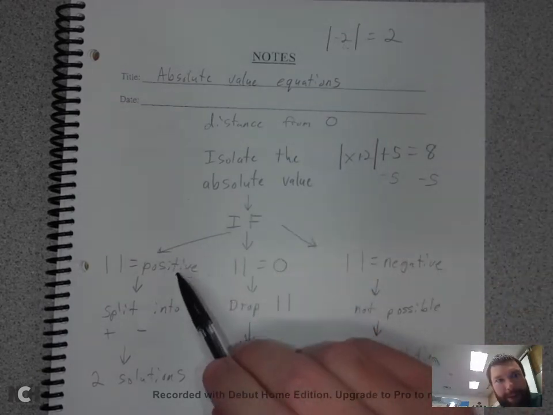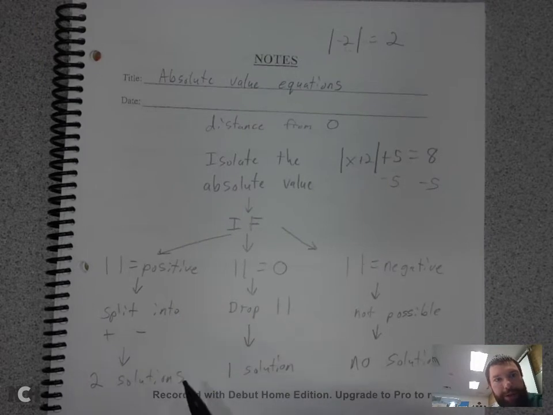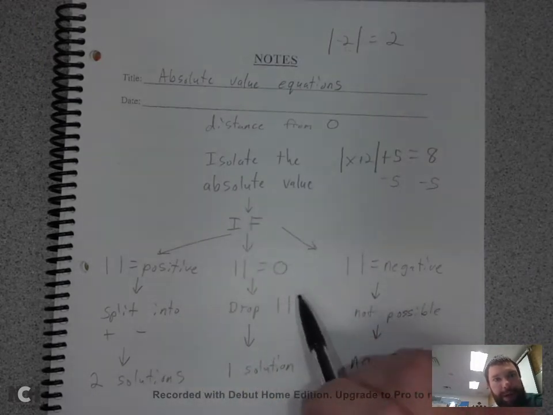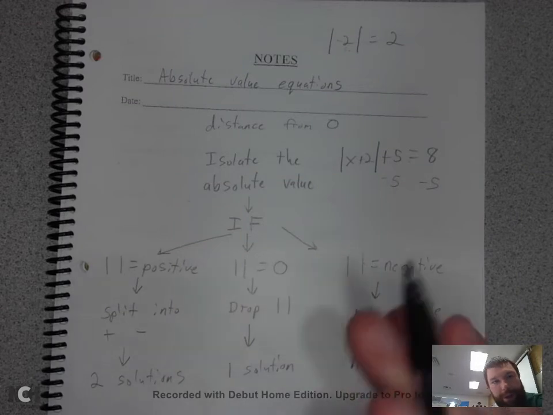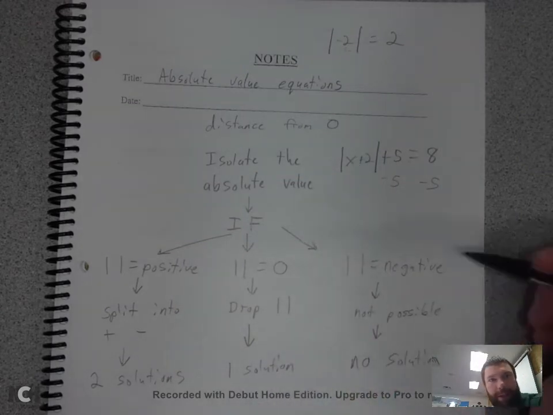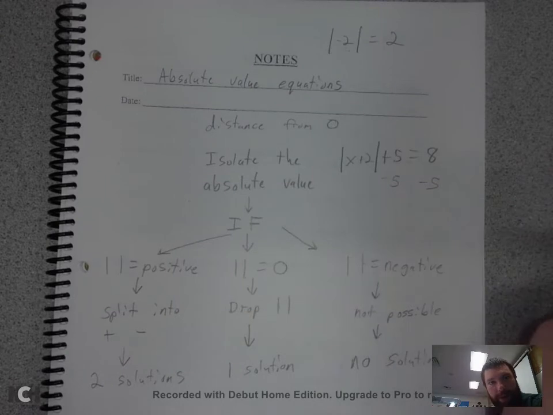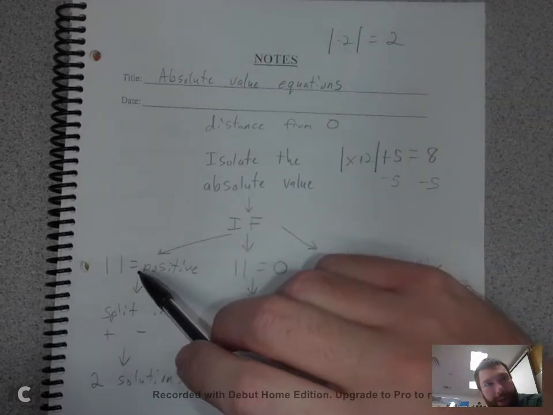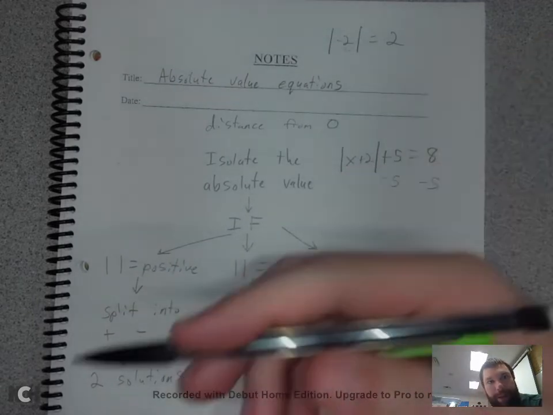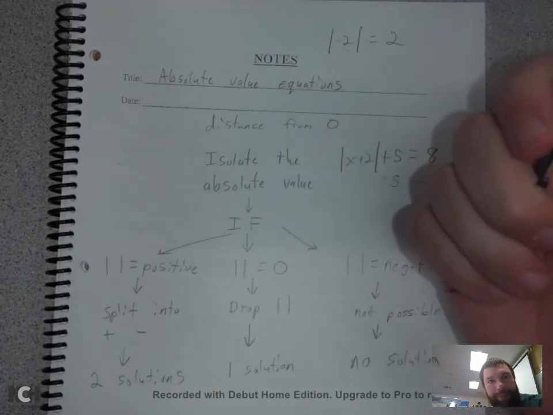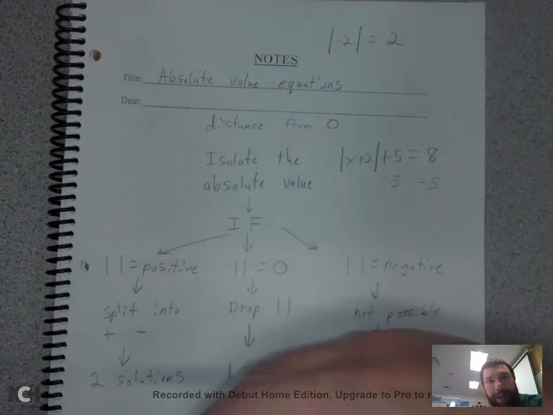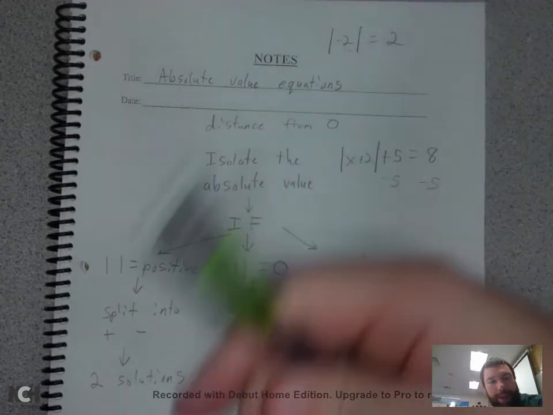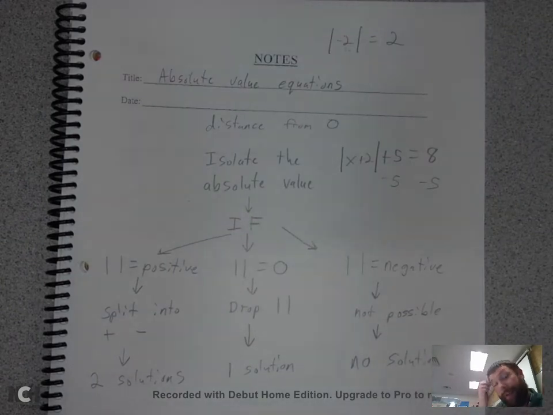If it is equal to a positive number, you split it into two equations and you get two solutions. If it's equal to 0, you drop the absolute value and you get just one solution. You just solve it just like it is. And if it's equal to a negative number, you're done and you just write no solution, right? Because again, this is just the distance from 0. There are generally two numbers that have the same absolute value, or the same distance from 0. So if it's a positive number, you'd have two answers, or two things that could have that same distance. If it's 0, you're already on 0, so you don't need to worry about it. And negative, obviously, you can't have negative distance.